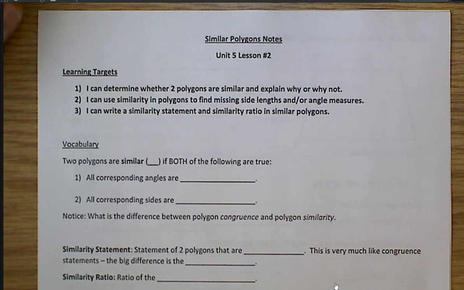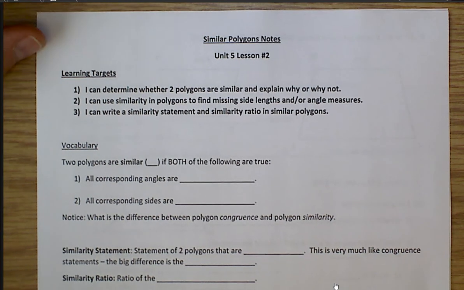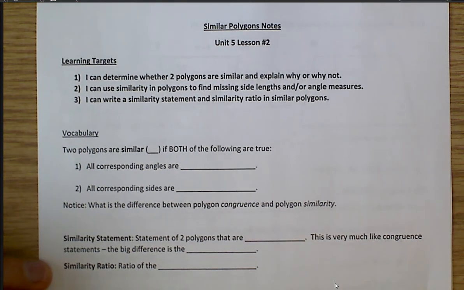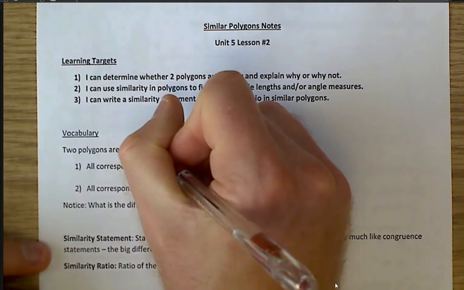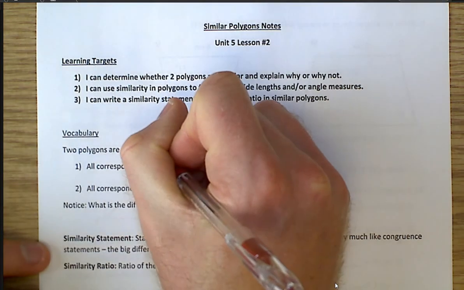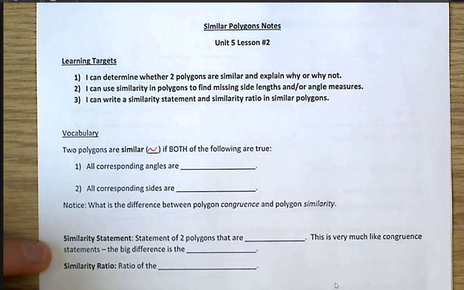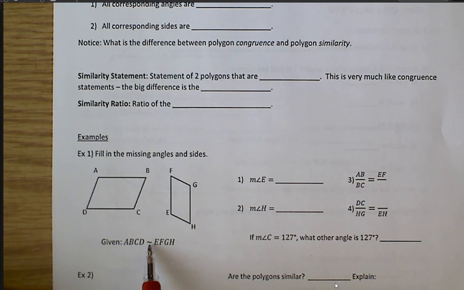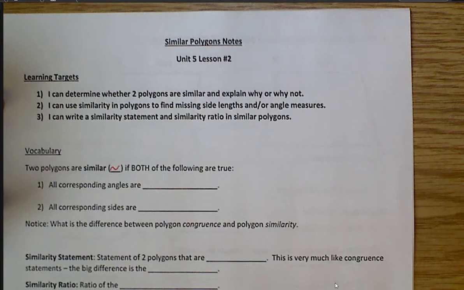So you can see the learning targets there at the top, and you can read those here. I'll give you a second to read those. And let's just jump right into the vocabulary, okay? Two polygons are similar. This is the symbol. Kind of looks like a little wavy line here. You'll notice it down on some of these problems, like this example. That means similarity. That means figure ABCD is similar to EFGH. That's what it looks like in terms of a symbol.